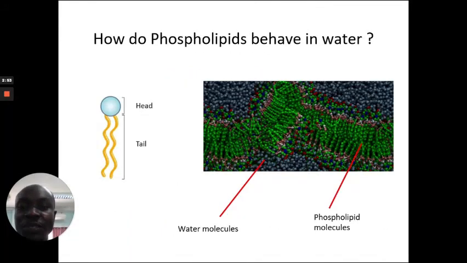If you look at the structure of phospholipid, it looks like there is a head and a tail. And if you put phospholipid in water, you're going to see something amazing. And that is all the heads of the phospholipids are going to move to the water, and all the tails will move away from the water.